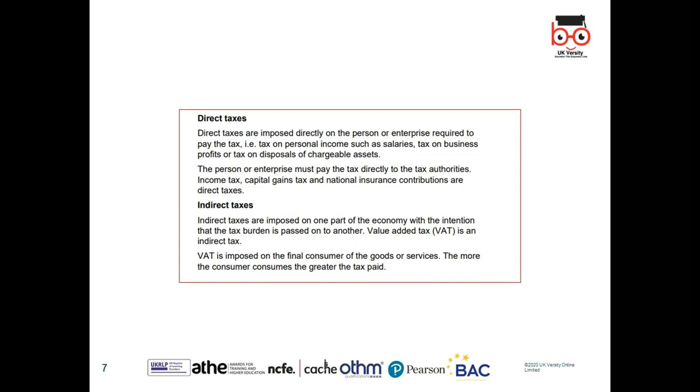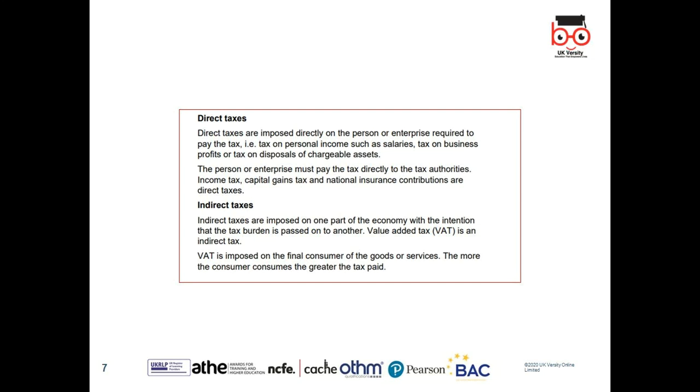Okay. Then tax can be direct tax and indirect tax. Direct taxes are imposed directly on the person or enterprise required to pay: tax on personal income such as salaries, tax on businesses, and tax on the disposal of chargeable assets. The person or enterprise must pay the tax directly to the tax authority: income tax, capital gains tax, national insurance. These are all direct taxes.